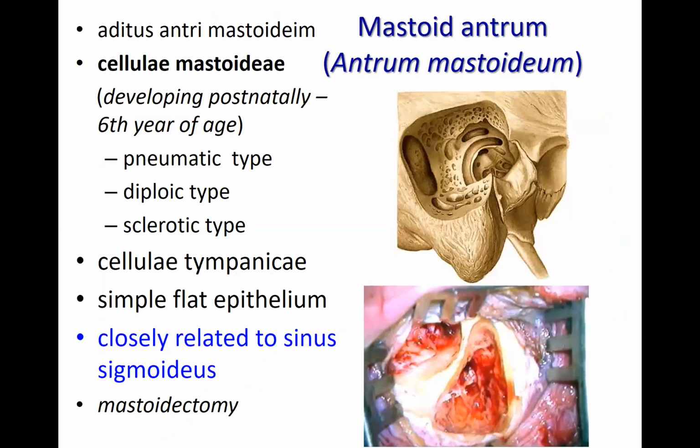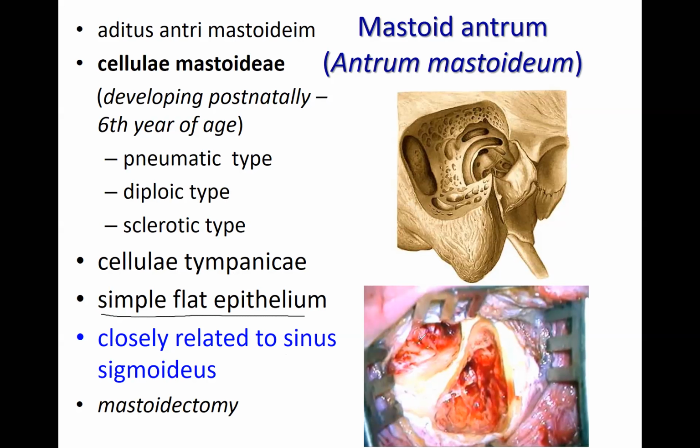Okay. We have talked about the mastoid antrum and cells. Here, information about the development. They develop postnatally as the mastoid process develops by traction of the sternocleidomastoid muscle, after birth. That's why they develop later. And the histology for them, the epithelium is simple squamous epithelium.